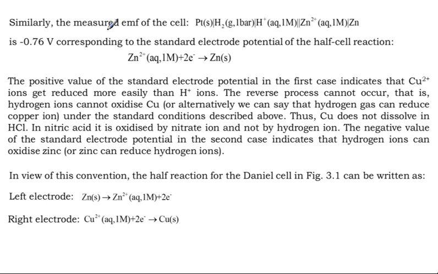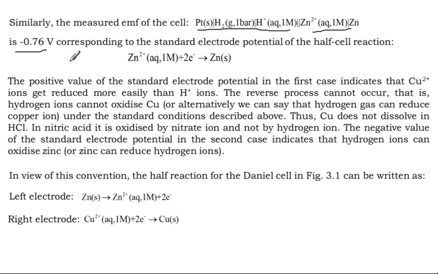Listen, similarly the measured EMF of the cell, platinum, hydrogen and H plus, this is the SHE. On the other side, Zn 2 plus is reduced to Zn in pure form and gives minus 0.76 volt. What is the standard electrode potential of zinc? Negative. Remember, very important: a negative reduction potential of zinc means it is least favored for the reduction reaction, and zinc is favored for the oxidation reaction.